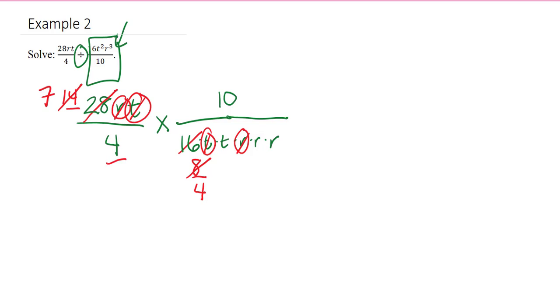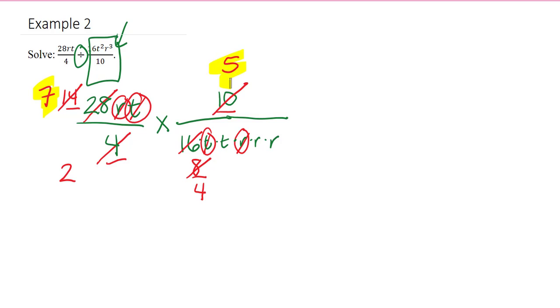Now let's look at this 4 and this 10. Let's also divide by 2 on both of those. So 10 divided by 2 is 5. 4 divided by 2 is 2. Now we have reduced this. We can't do any more. So let's go ahead and now multiply. And by reduced, I mean we crossed out common factors, right?